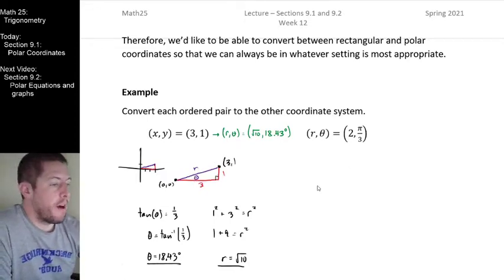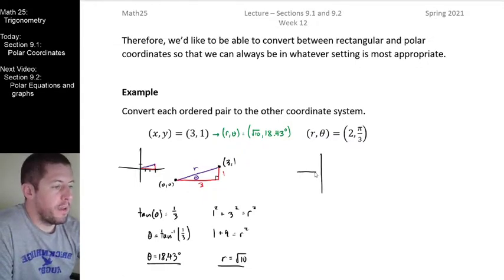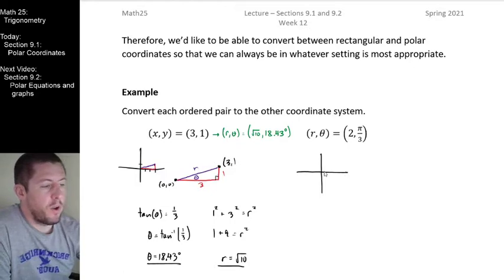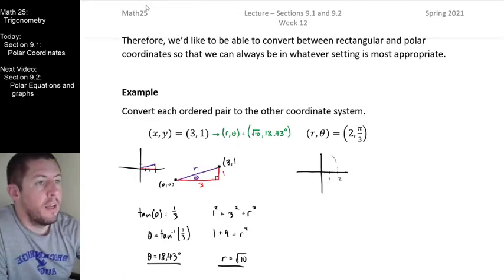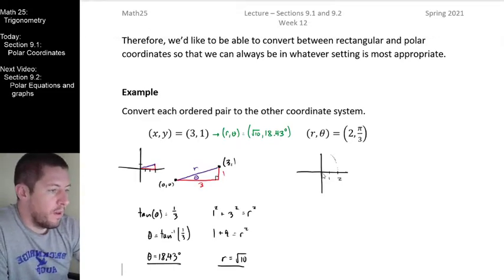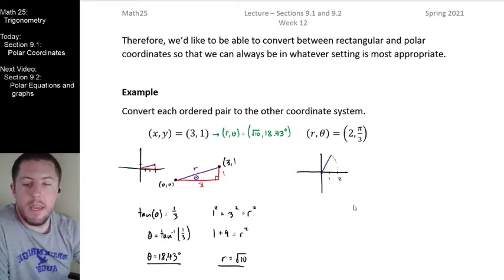Now for our second one right here, we're interested in (r, theta) being (2, pi thirds). So I'm going to go a radius of 2. There's my 1, 2. But I want to rotate this around by pi thirds. So I'm thinking to myself, pi thirds feels to me like about this angle right there. That seems like a pi thirds angle to me.